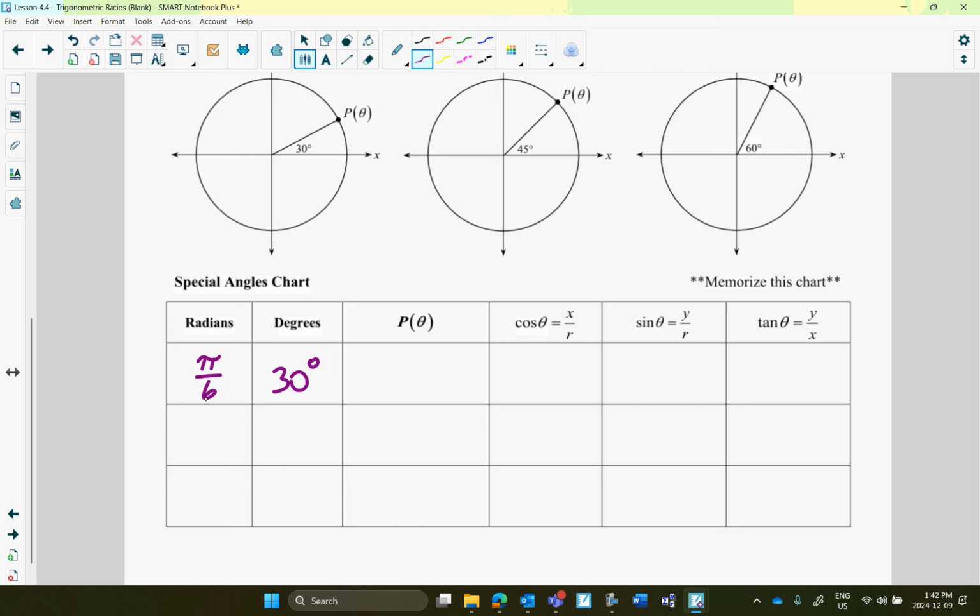What's the point on the unit circle? Root 3 over 2, 1/2. Cos will always be the x, root 3 over 2. Sine will always be the y. Tan will always be the y divided by the x, or the y times the reciprocal of x: 1 over root 3, and you can leave it like that. You don't have to change it so there's no radical in the denominator.